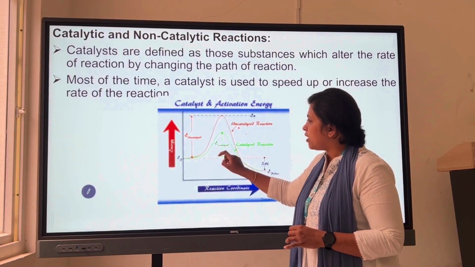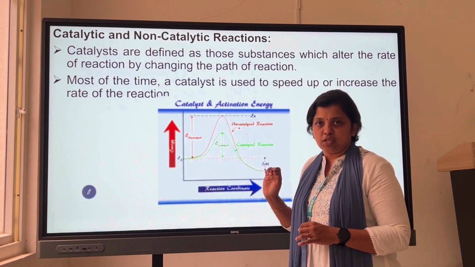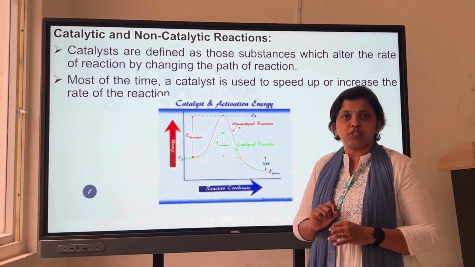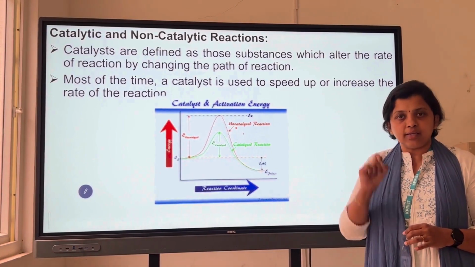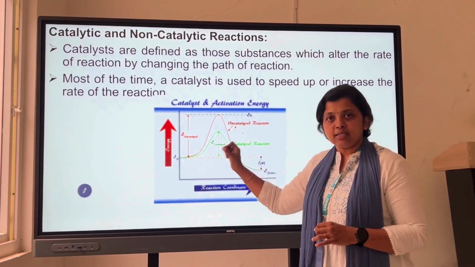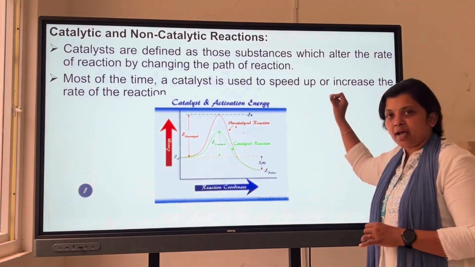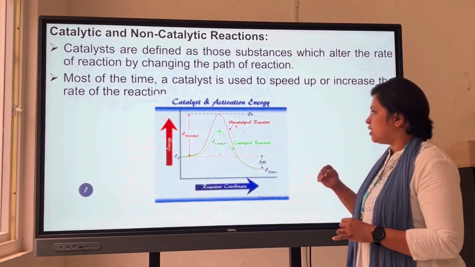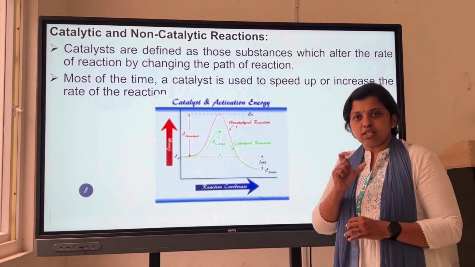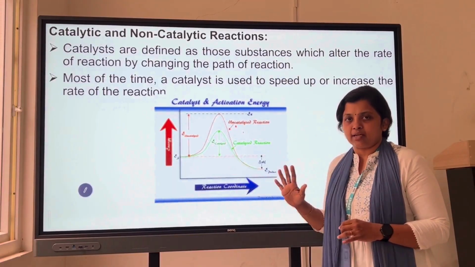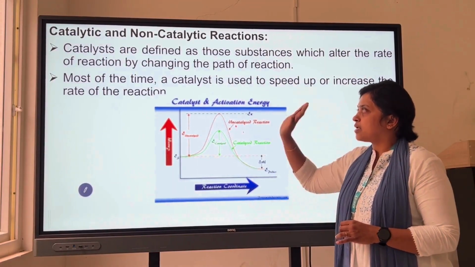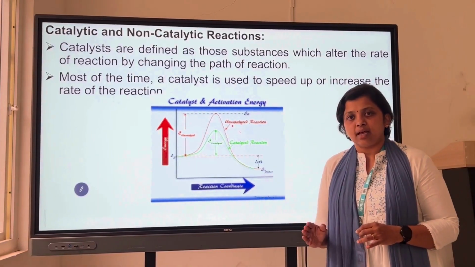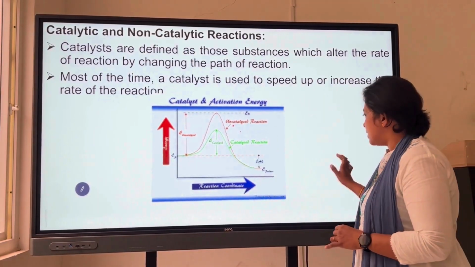So the time taken to reach this activation energy is high. The time taken to reach this level of activation energy is less. So this is the reason that by using the catalyst in the reaction, the rate of reaction will definitely get altered. That means we can increase the rate of reaction within a short duration with the help of the catalyst. So if we use the catalyst in the reaction, that is the catalytic reaction. If we are not using the catalyst in the reaction, that is the non-catalytic reaction.